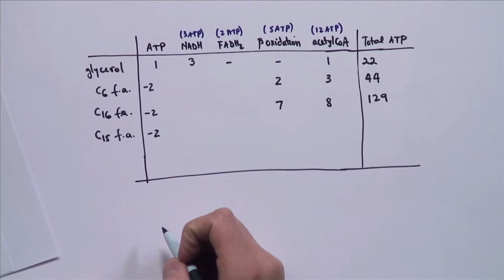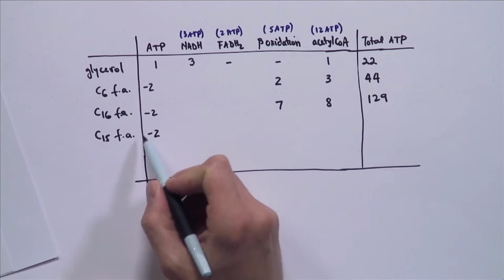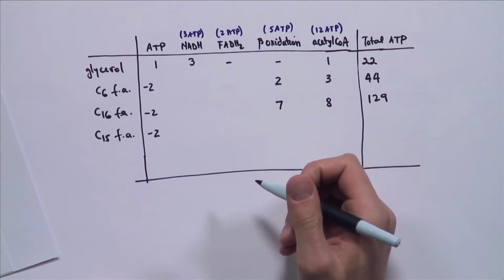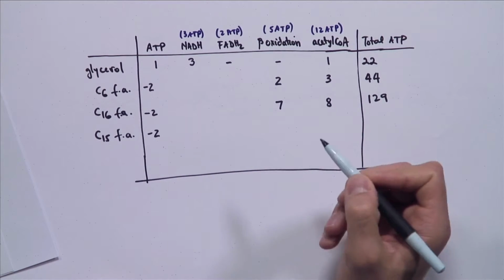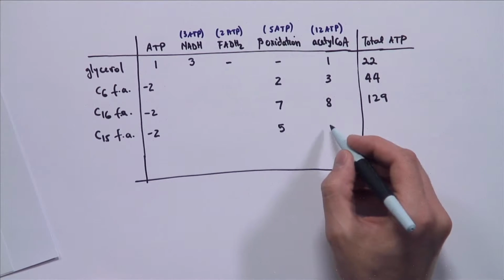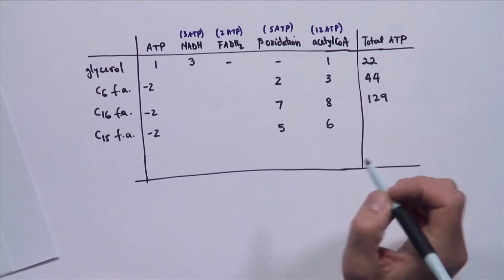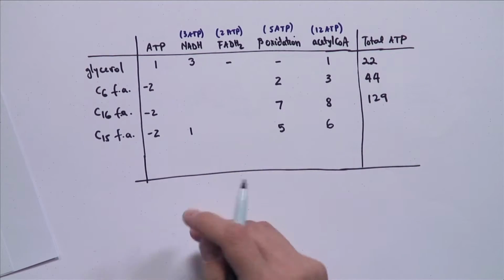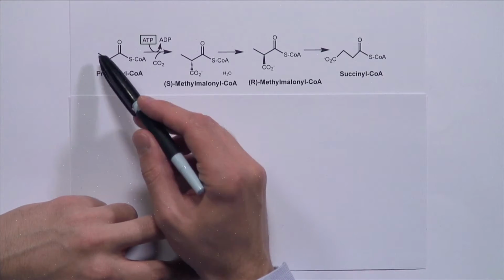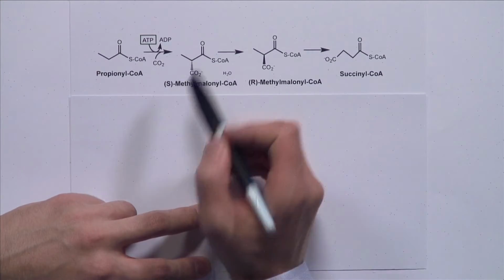As we just discussed, the C15 fatty acid is going to get activated, so we need 2 ATPs there. Then it's going to undergo 5 rounds of beta oxidation, and we generated a total of 6 molecules of acetyl-CoA and 1 additional molecule of NADH. Let's now take a look at propionyl-CoA and see how we metabolize it and how much energy we can generate from it. It turns out the first step is to expand from a 3-carbon molecule to a 4-carbon molecule.